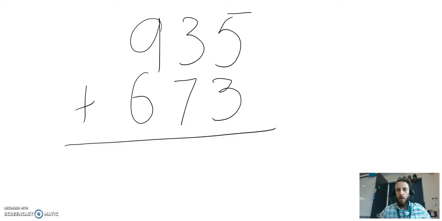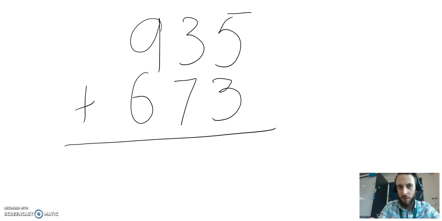Have a look at this problem for me. 935 plus 673. I've done a lot of the work for you. I've already set it up in the algorithm. I want you to pause the video in a moment, have a go at doing this on a spare bit of paper. Maybe you can even ink over your screen. Pause the video because I'm going to do the solution in a sec. Write it down, see how you go. If you've got the same answer as me, you're off on the right track. So pause your video now.